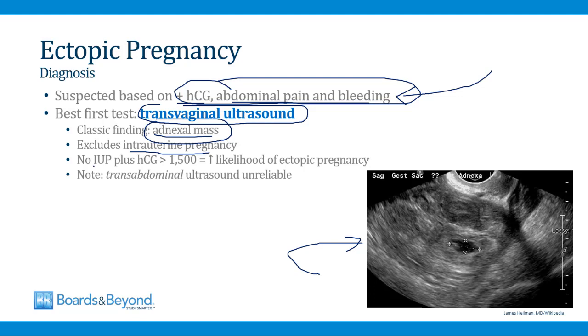In some cases, the adnexal mass is not easy to identify by ultrasound, and in these cases, if there's no intrauterine pregnancy and the HCG level is over 1500, then there's a very high probability of an ectopic pregnancy. An HCG level this high should lead to a pregnancy in the uterus that you can see. So if you can't see one and the HCG level is this high, the likelihood of ectopic is very high. And lastly, I want to make an important point that transabdominal ultrasound is very unreliable for detecting ectopic pregnancies. It has to be a transvaginal ultrasound for the diagnosis.